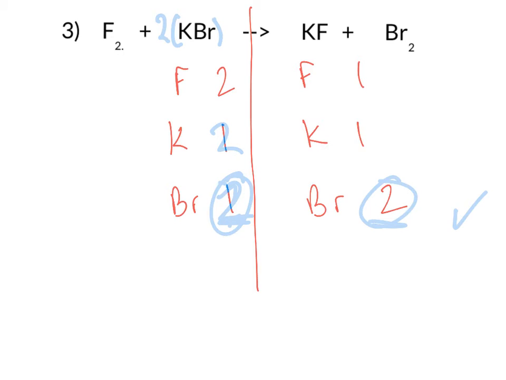Bromines are now sorted. I now need to make sure my fluorines and potassiums on this side are doubled to 2. So 1 to 2, 1 to 2, a great big 2 there does that. Now I've got 2 of every atom, so it's all balanced.